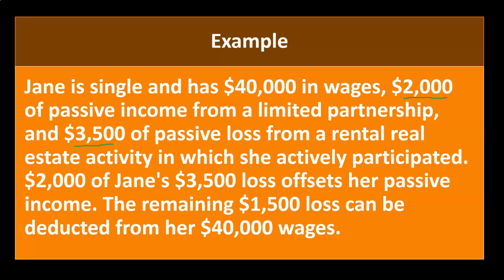So you have the $2,000 of passive income from the limited partnership and a $3,500 loss. That means you should be able to net these two together, right? Of the 3,500, you could use 2,000 of that loss. You're left with another 1,500 after you net it out against the passive income. So $2,000 of Jane's $3,500 offsets her passive income. The remaining $1,500 loss can be deducted from her $40,000 wages.